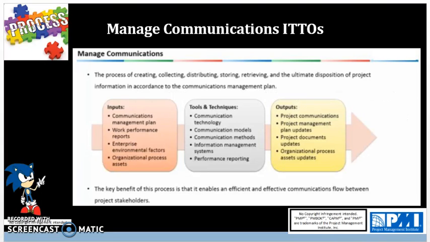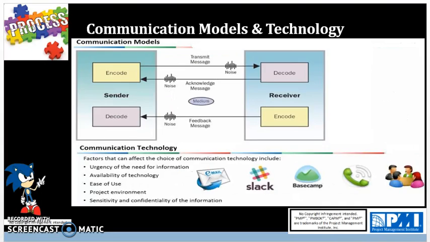Then we have communication models, and this is the most common model we have, and it is a sender-receiver model where the sender is going to encode the message and the receiver decodes the message, and hopefully by decoding the message they have understood it. Otherwise, that means they would send back a response stating that they did not understand the message sent by the sender, and the feedback loop is happening here, as you can see in the slide. Then we've already talked about communication methods.